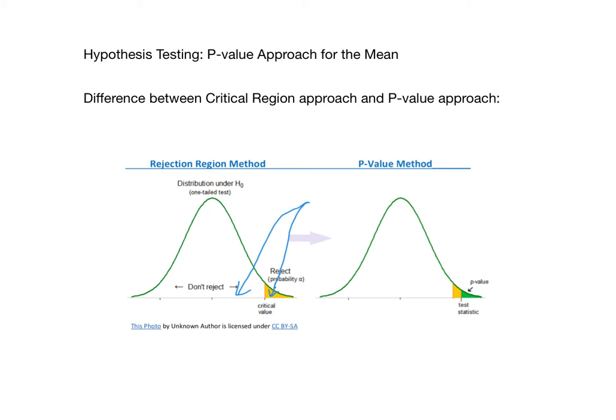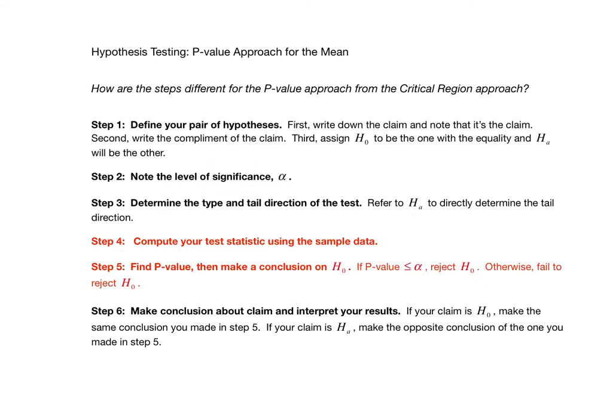Now that we have a little bit of a conceptual understanding of the difference between the methods, let's look again at the 6-step approach and really highlight what's different in the 6 steps from the p-value approach as opposed to the critical region approach. As you can see here, I've already highlighted step 4 and step 5 in red. Those are the 2 steps in the p-value approach that are different from the critical region approach. Steps 1, 2, and 3 and step 6 are exactly the same between the 2 approaches.